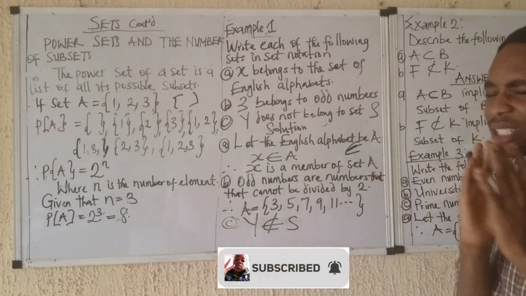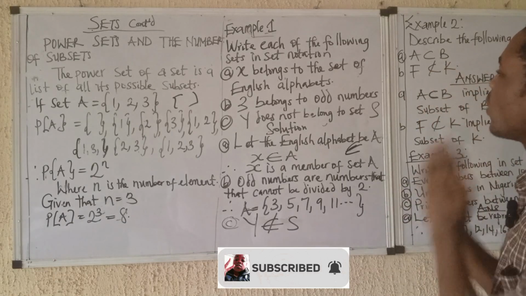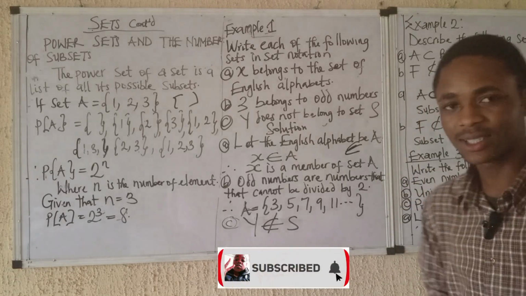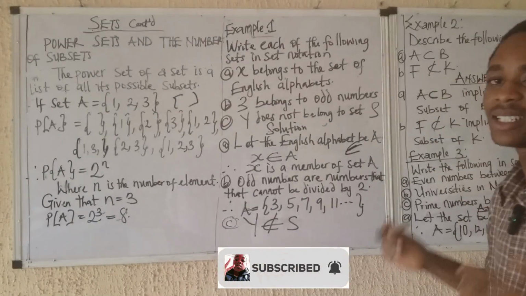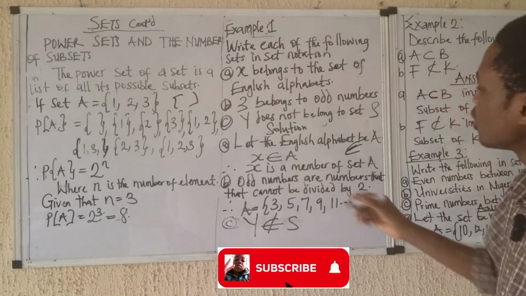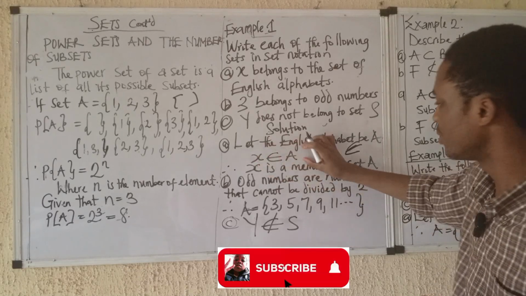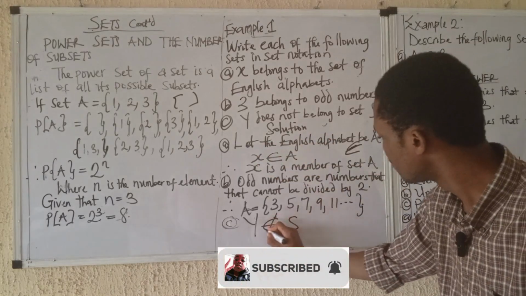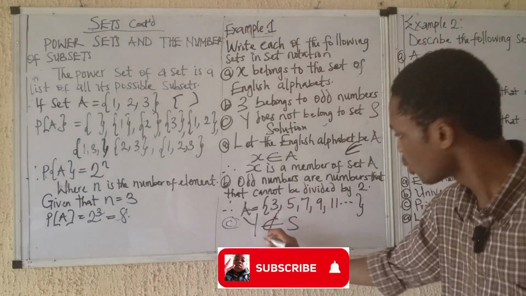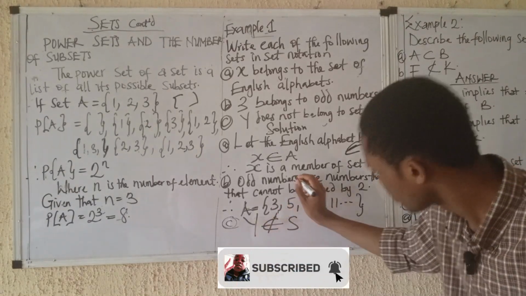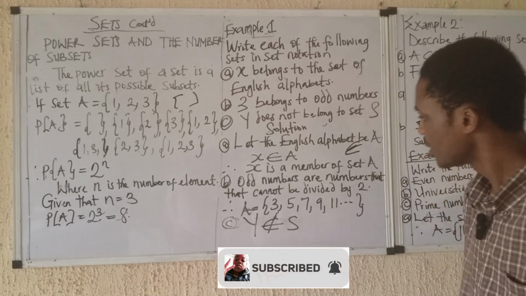Now, going to C, the third question here. Y does not belong to set S. That simply means that if we use this symbol for a member, we write it again with a cross through it. So Y is not a member of set S. This is what they're trying to tell us.